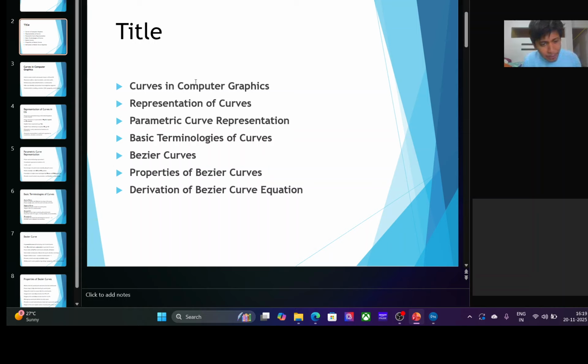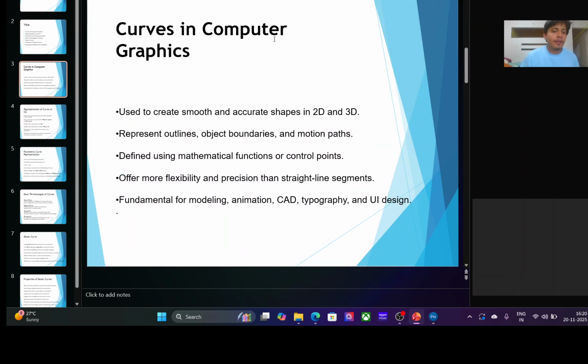Introduction of curves in computer graphics, the representation of curves, the parametric curve representation, the basic terminologies of curves, the Bézier curve, the properties, and the derivation as well. Okay, let's just start. The curves in computer graphics. Let's go for this, then we go for examples.